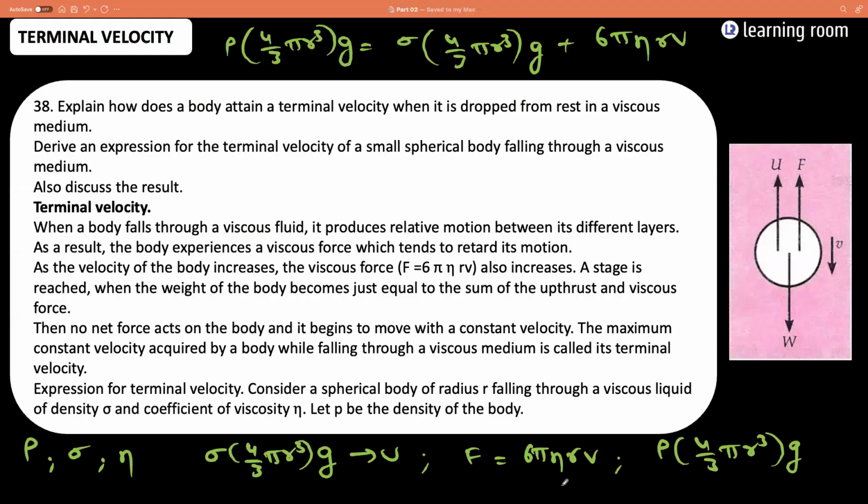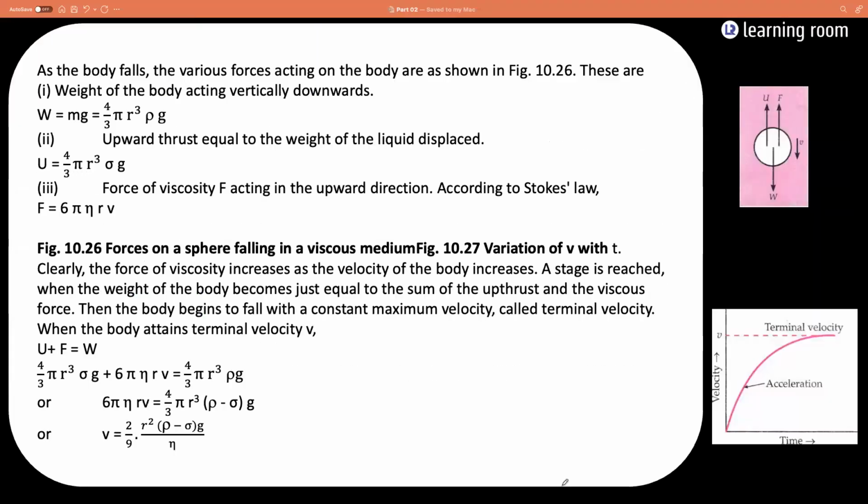So the next is, there is a graph which shows you the relation between the velocity and the time. And the graph is observed to be in such a way that the velocity increases with time, and after a particular instance, it starts attaining a constant value, which is called the terminal velocity. So this is what happens. When the object first falls, its speed will gradually increase. After a particular point, it will attain equilibrium, a dynamic equilibrium.